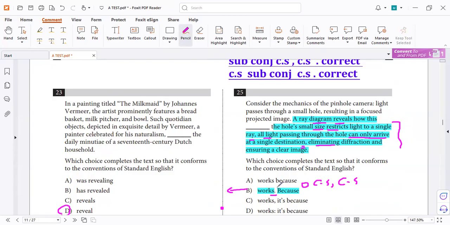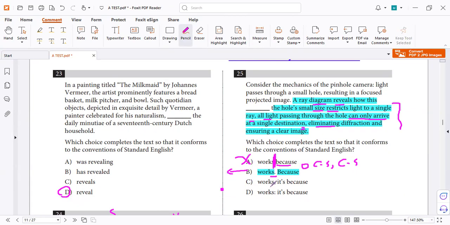Why not A? Because these are two sentences. How to connect the two sentences without punctuation? It's a run-on mistake. Run-on means joined with no punctuation. A comma between them is also wrong. So A and C are common mistakes. But how about letter D?